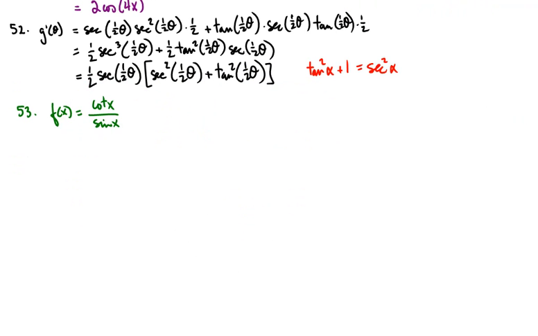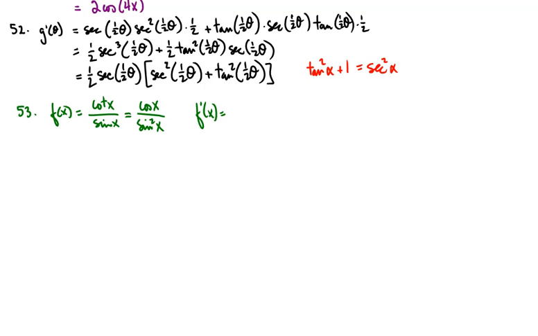For number 53, I'll rewrite it and scroll down. We have f of x is equal to cotangent of x over sine of x. Now there are a couple of ways we could do this. We can use the quotient rule and leave the cotangent as it is, or we can rewrite the cotangent as cosine over sine, and we would get cosine of x over sine squared of x. But I think that using cotangent and sine should be fine.